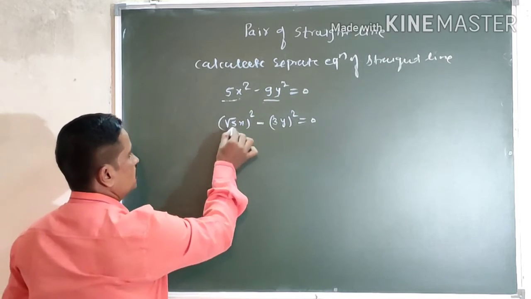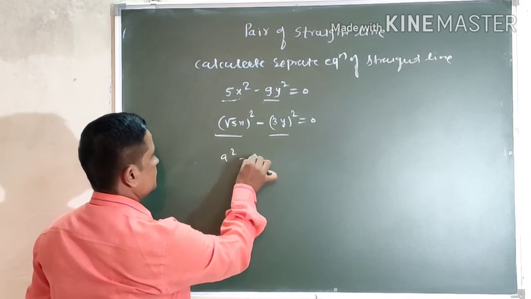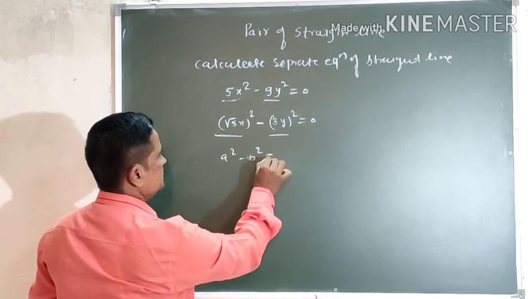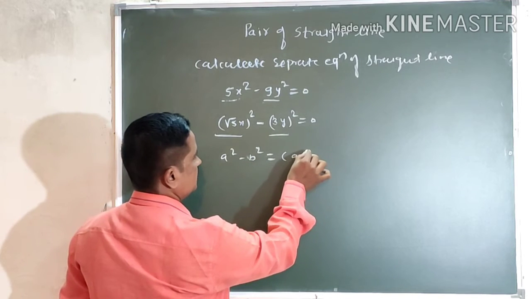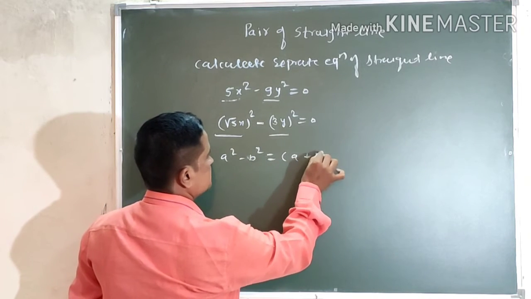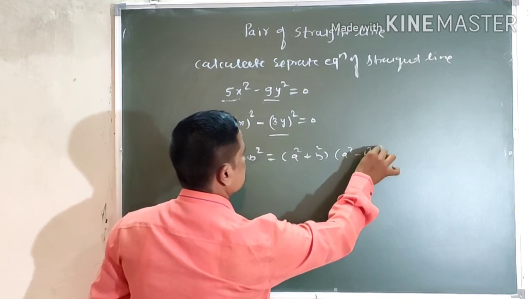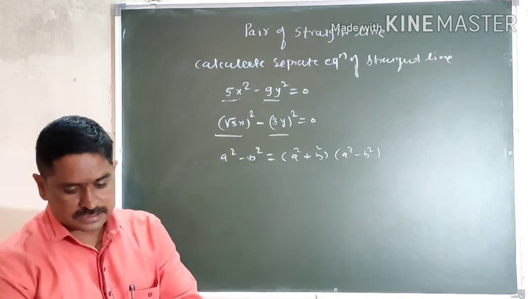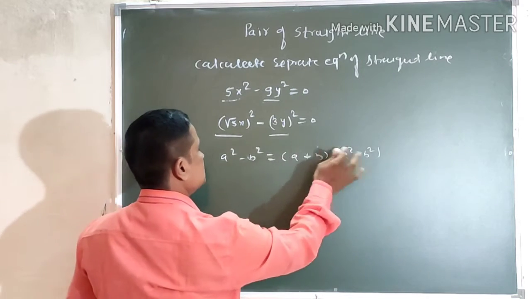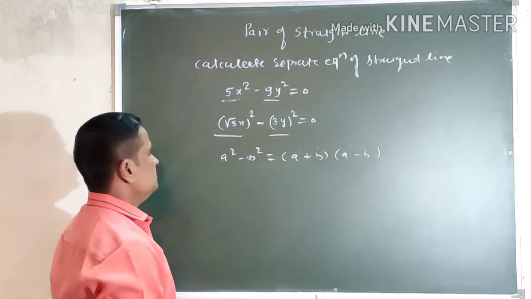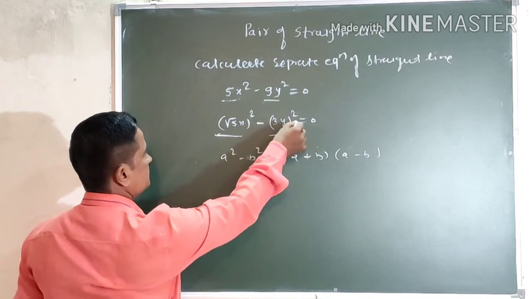So observe this. This is nothing but a square minus b square, and the result a square minus b square has the factors a plus b and a minus b. So it is the factor of this term, and it is in the form of a square minus b square.